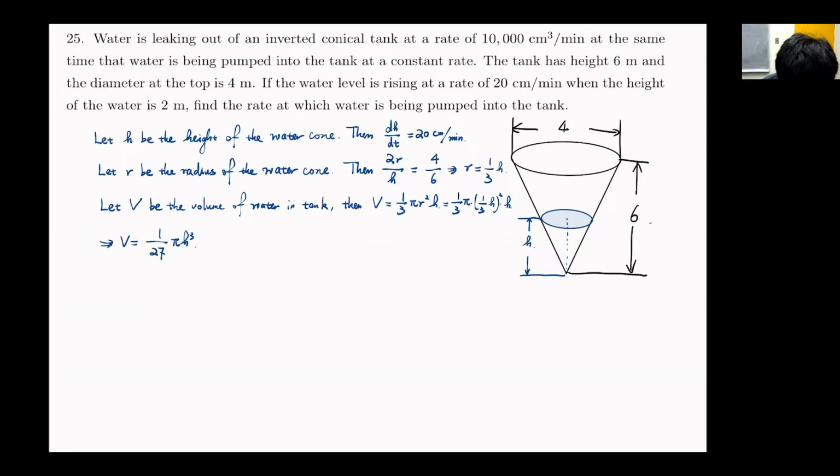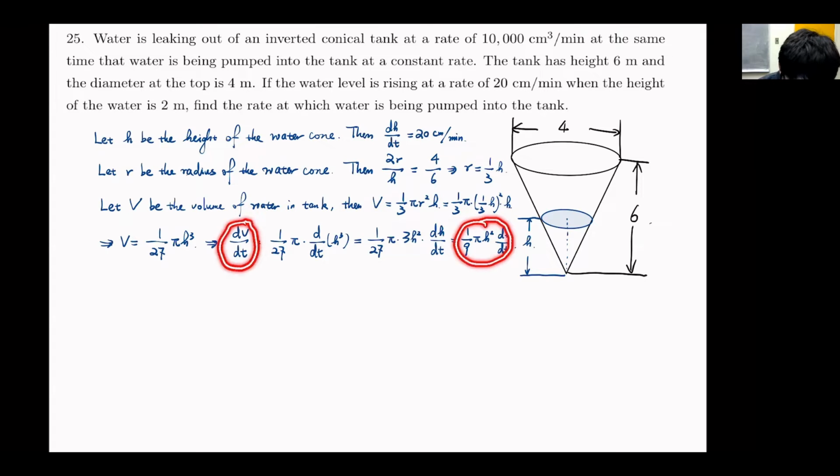Okay, so from this relation, I will be able to get the rate of change of the volume, namely dV/dt. So this is going to equal 1/27 pi times the derivative of h cubed with respect to t. Using the chain rule, I will get 1/27 pi times 3h squared times dh/dt. Simplifying, I will get 1/9 pi h squared times dh/dt. So this is going to be the rate of change of the volume of the water inside.